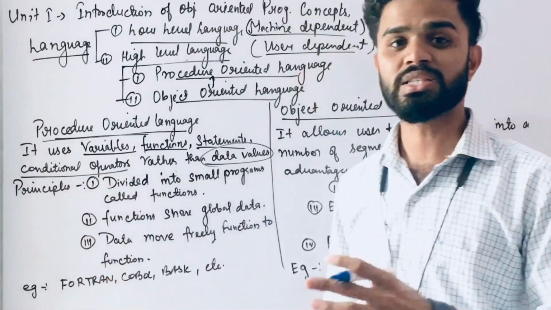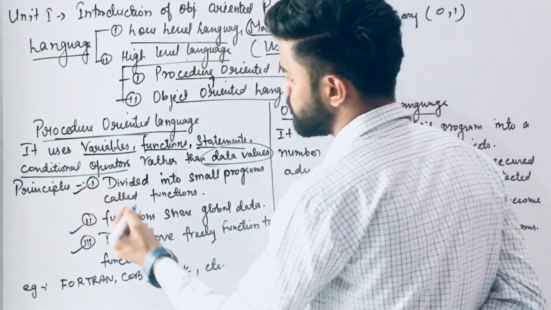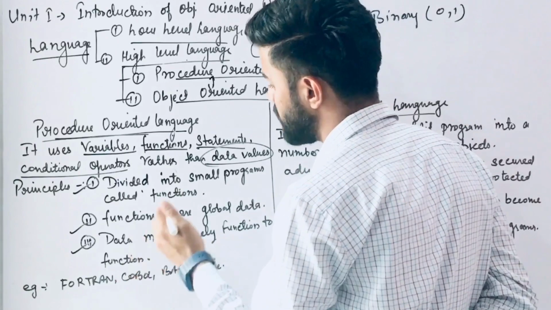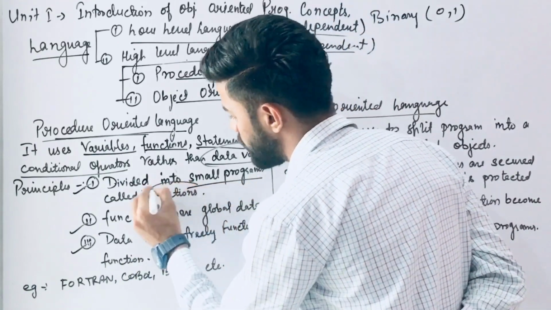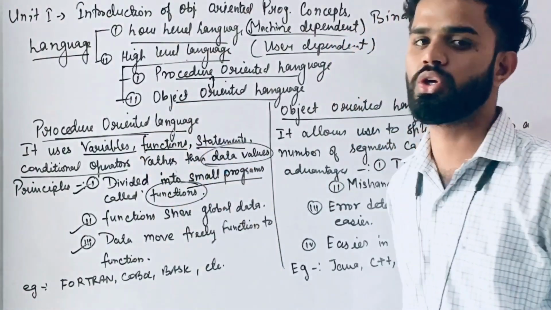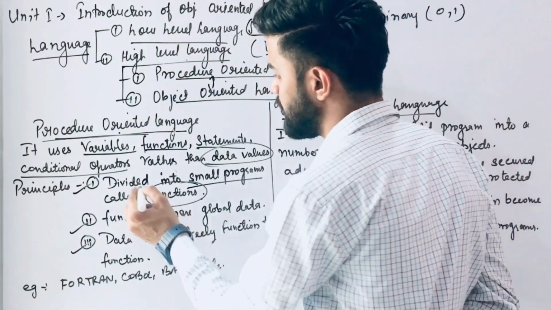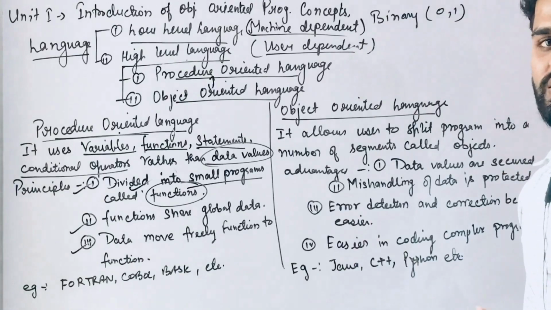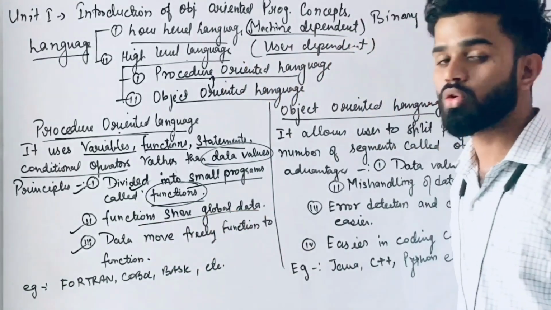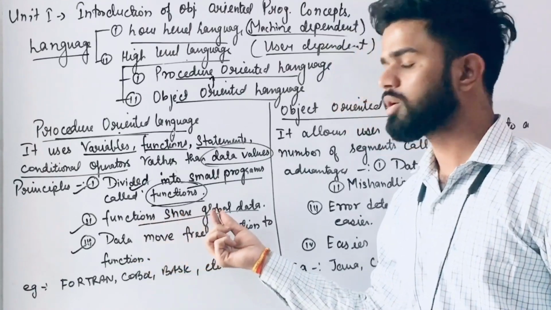Now there are some principles of procedure oriented language. Principle 1, 2 and 3. The first principle says procedure oriented language divides its program into small programs which are called functions. All the small programs are known as functions in procedure oriented language. It divides a big program into small programs. Next, these functions share global data. Means in procedure oriented languages functions share their global data.